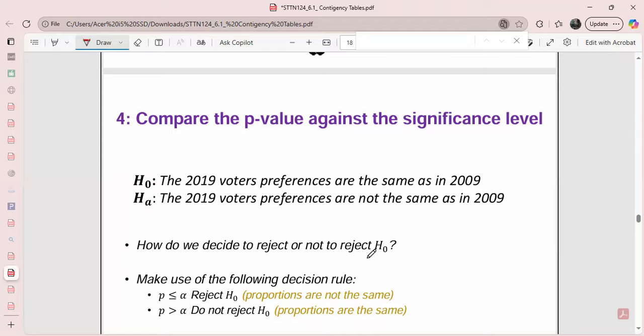But if you fail to reject, or if you do not reject the null hypothesis, it means you do not reject the statement of the null hypothesis. It means that you accept that statement, because the proportions are the same. So please be careful of that.